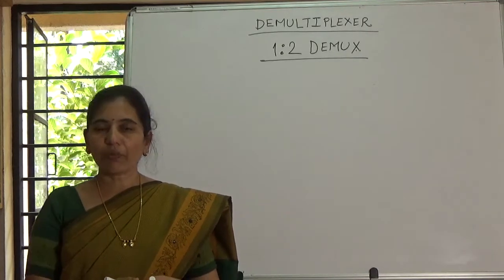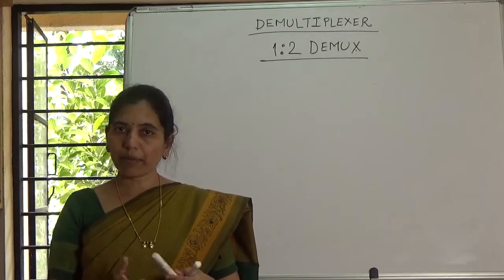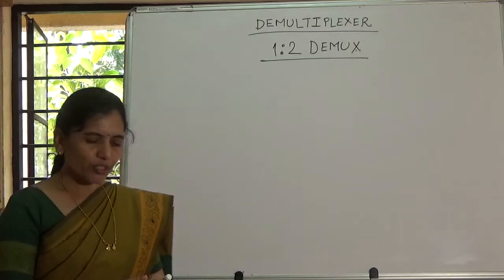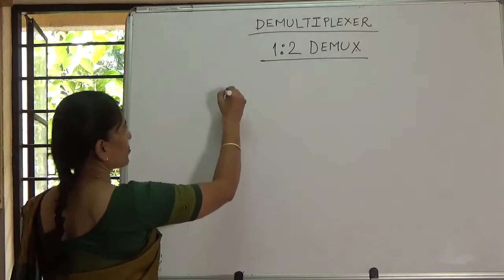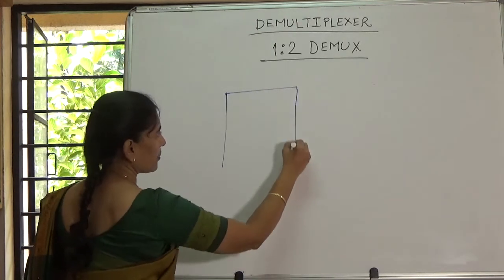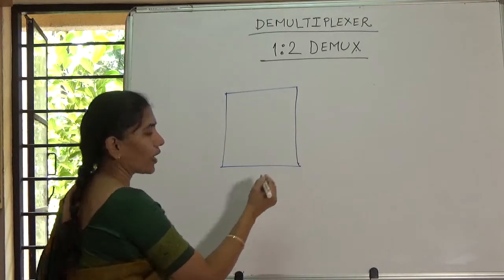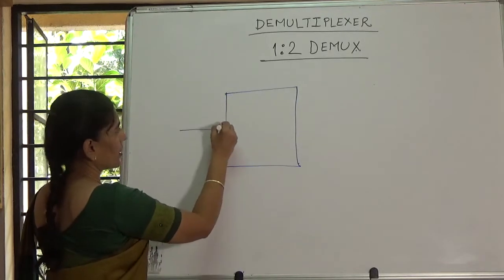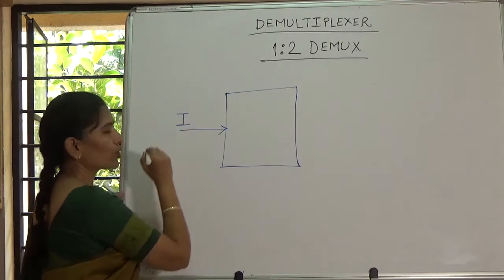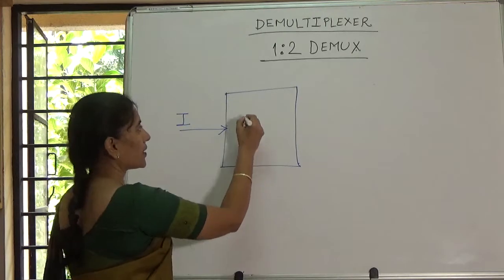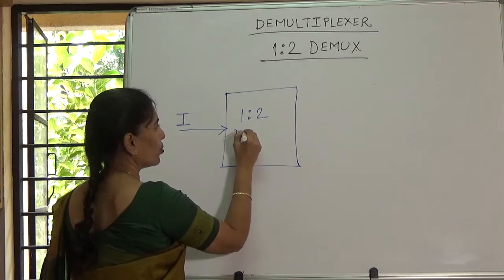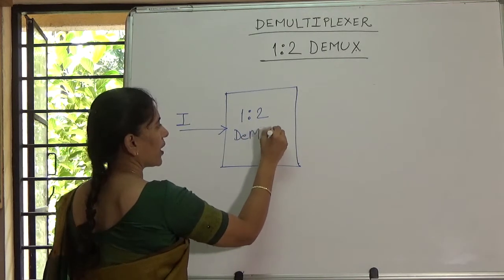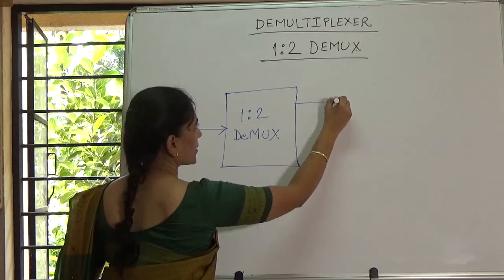Students, now we will learn a 1:2 demultiplexer. Let us first draw its schematic. As we have seen, any demultiplexer always has one input line. So this is the input line which is denoted by I. This specific demultiplexer which we are looking at is 1:2, and therefore it will have two output lines.